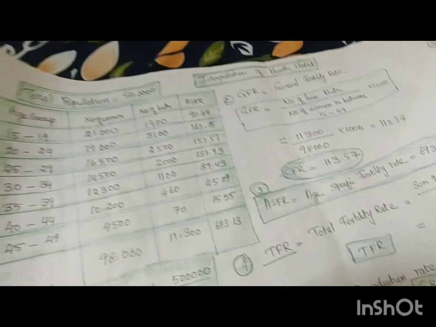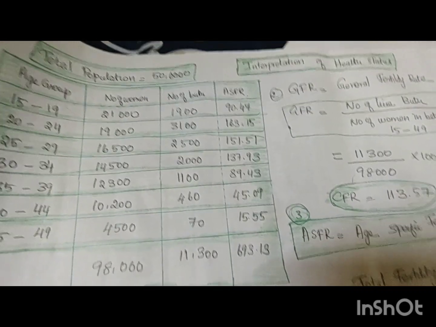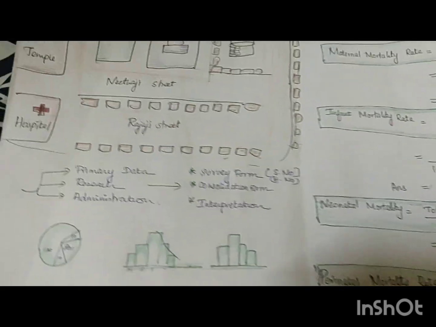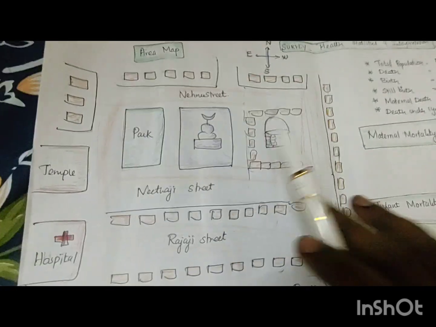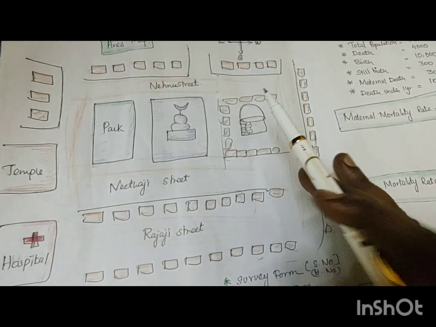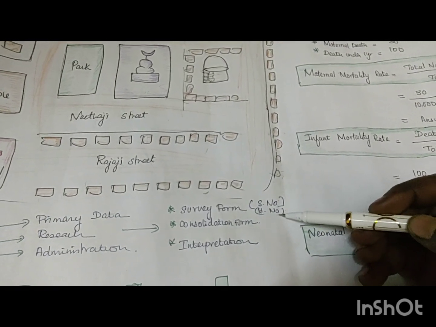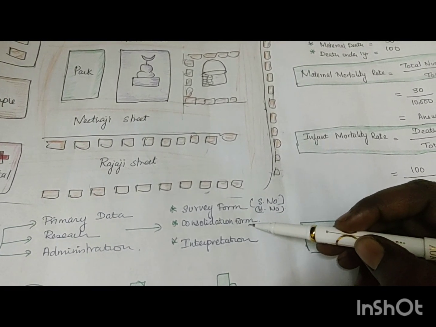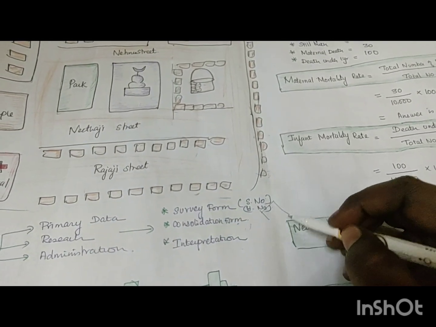So, I hope you have understood how these health statistics or vital statistics have to be interpreted. What is the importance of a survey? Then one more thing I forgot to tell. The students are collecting a survey form. Each survey form will have all the primary data. The survey form will have a survey number and the house number. Then there should be a consolidation form. The survey form will be one big form.